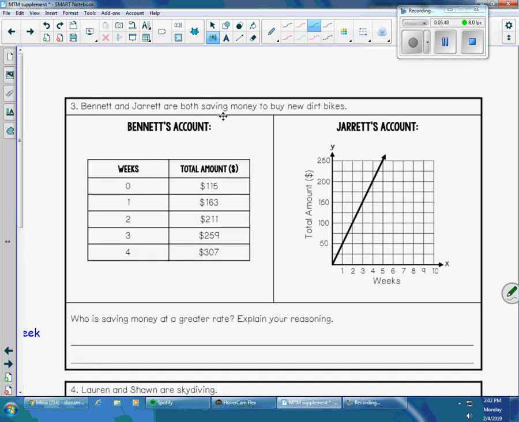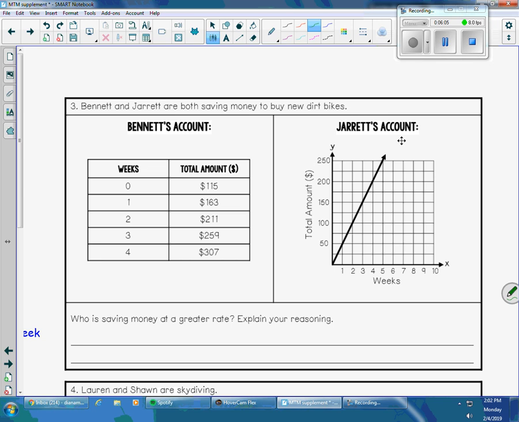Bennett and Jarrett are both saving money to buy new dirt bikes. Bennett's account, at 0 weeks, he's starting with $115. So this is one where I can't do simple division to figure out the rate. I've got to do the slope L to figure out the rate of change between several different points, okay? Because he's starting out with a lot of money, whereas Jarrett is starting out at week 0, he's got $0.